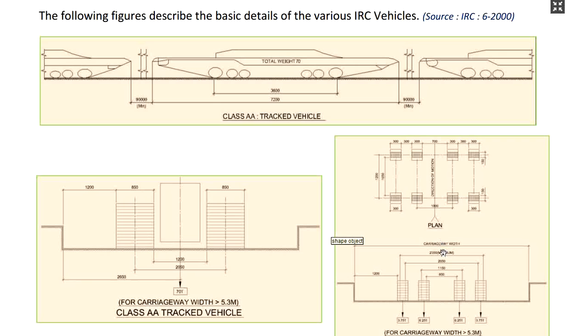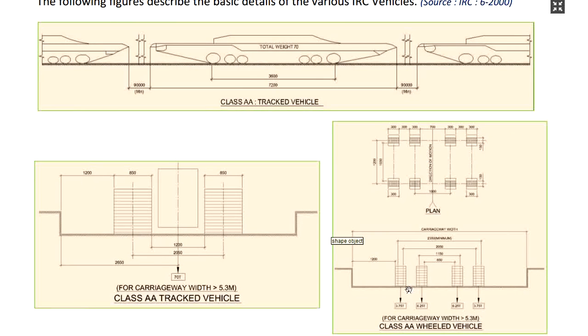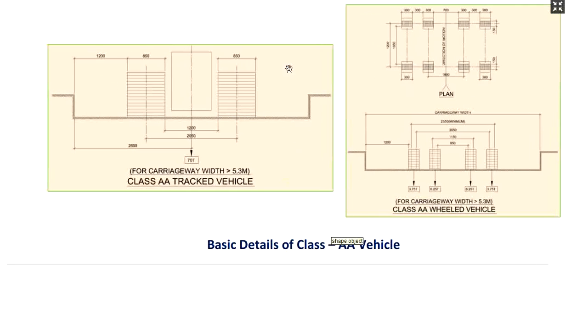Now the important thing is that if we take army type tanks, then 70 ton load is going to be transferred. And if we take the trailer type, wheel type of vehicle, then on the wheels 3.75 ton, 6.25 ton, 6.25 ton and 3.75 ton load is to be considered. That way they are going to provide the load, and this load is to be transferred to our structure. Okay, so this is the class AA vehicle, and for that the loading requirement has been provided.